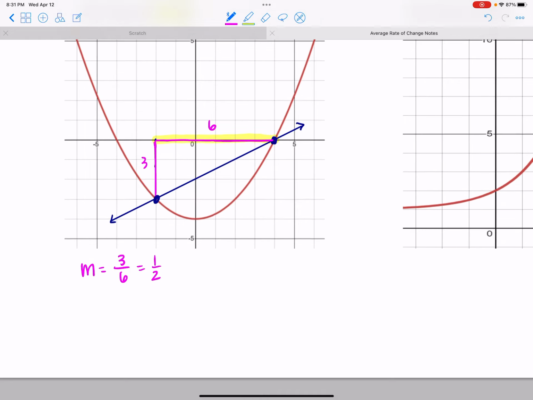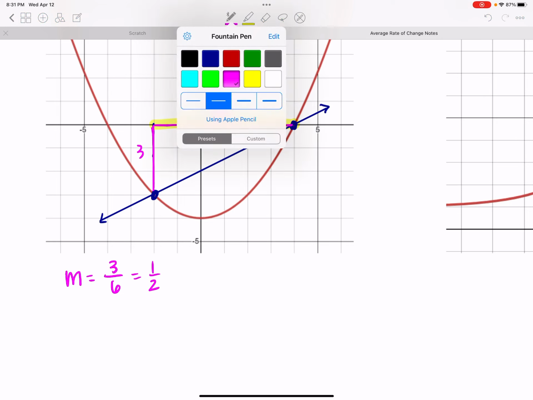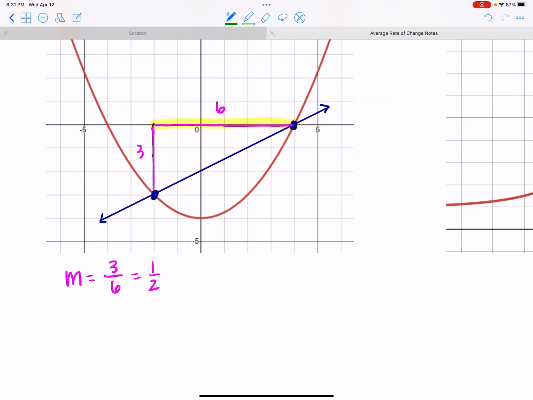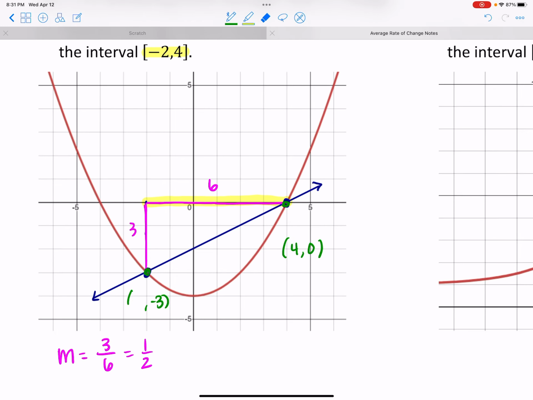If I don't like to count, maybe I just can't read the graph, or maybe sometimes I just miscount boxes because my eyes are bad, I can also just use the endpoints and the formula. So the coordinates here are at an x value of -2 and a y value of -3. And the coordinates here are an x value of 4 and a corresponding y value of 0. And notice, again, that the x values here are the x values that were in my interval. All I did was use the graph to find the corresponding y values.